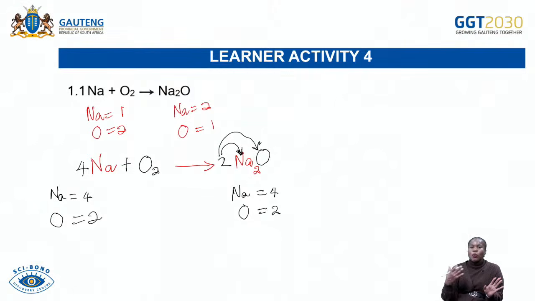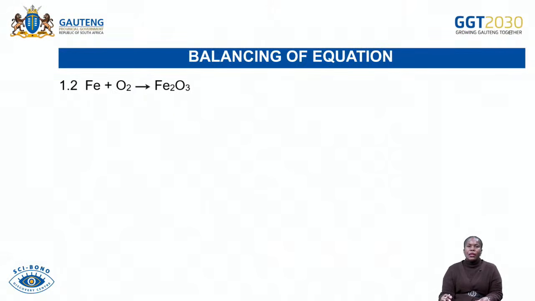So what you usually get in mark allocation is marks for the reactants as well as the product, and you being able to balance everything down. So please pay attention to the number of atoms in the reactants as well as in the product. Okay, let's try another one. So we've got iron reacting with oxygen to form iron trioxide. Now what is existing there now?